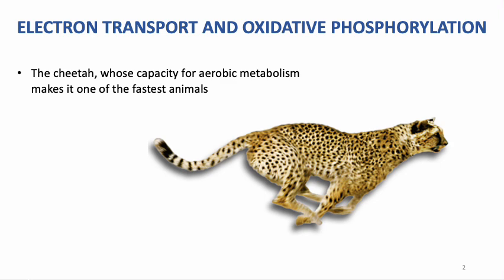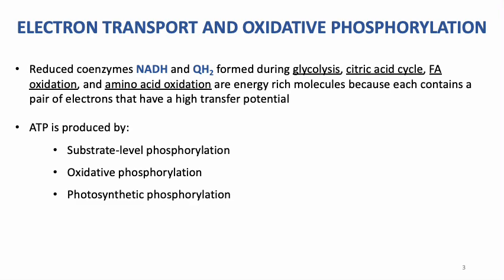This first slide is simply taken from your textbook, giving you an idea about how much energy comes from aerobic respiration, as you will see in this chapter. In the glycolysis and citric acid cycle, you have seen reactions that produce NADH and QH2, and this is also true for fatty acid oxidation as well as for amino acid oxidation, as you will come to learn later.